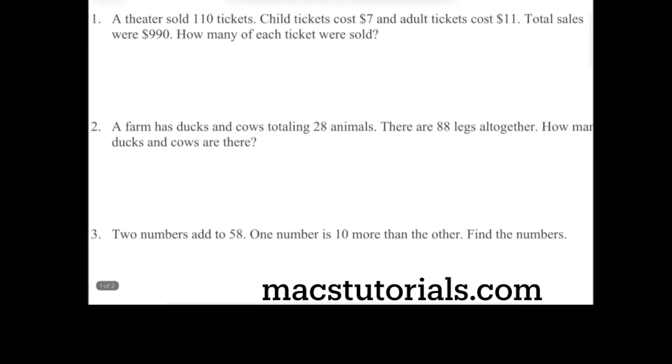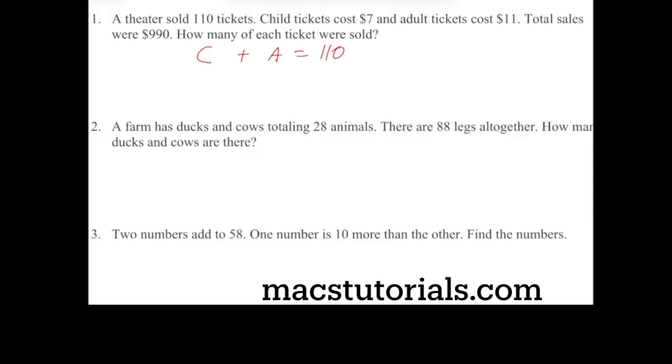Okay, so I have to come up with two equations from number one. A theater sold 110 tickets. Children cost 7, adults cost 11. Total sales were 990. How many of each? Well, the first thing I know is how many tickets they sold. They sold 110. I just don't know the combination between child and adults. So I'm going to take my child and add my adults, and all together it was 110 tickets. I don't even care how much they cost. I just know the tickets. Child plus adult, I sold 110.